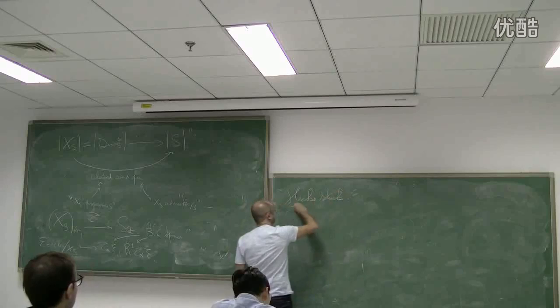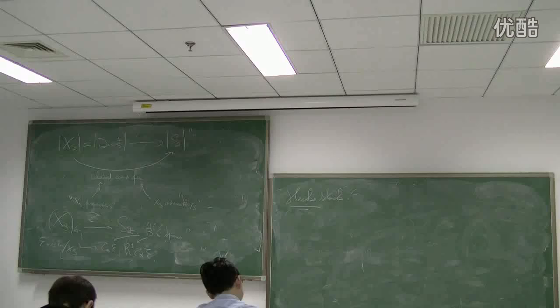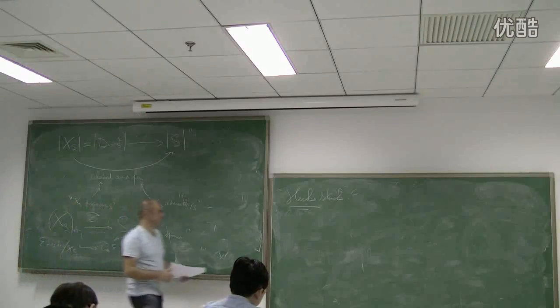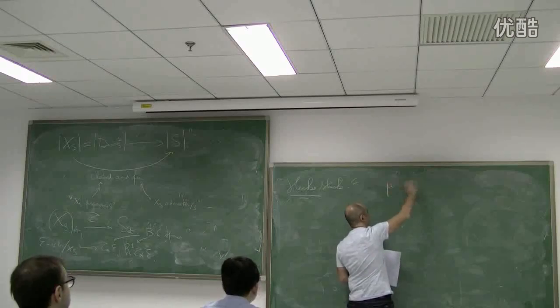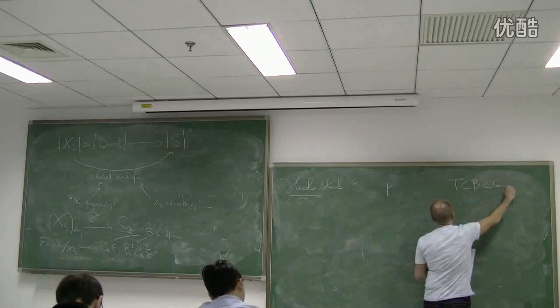Once I have the stack, I will be able to state the projector. Almost. Next time I will state the projector. So, what is the stack? I will fix some cocharacter mu. Because I have G quasi-split, I'll fix T inside B inside G. So this will be an element.